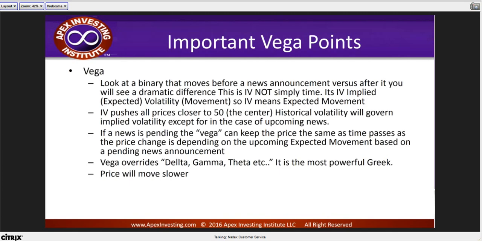When you go from one strike to another strike to another strike, if the prices are really close, the IV is a lot higher because there's more expected movement. Either there's a lot more time till expiration or there's a big news announcement about to come out. And they're going to move slower on you.